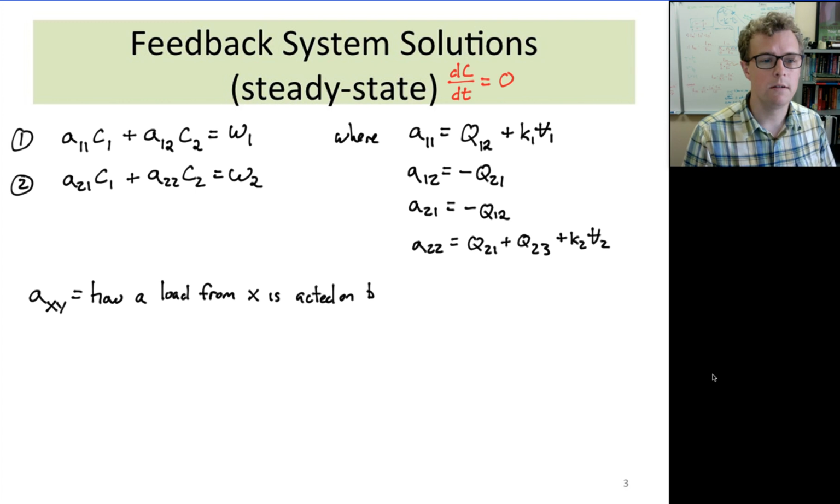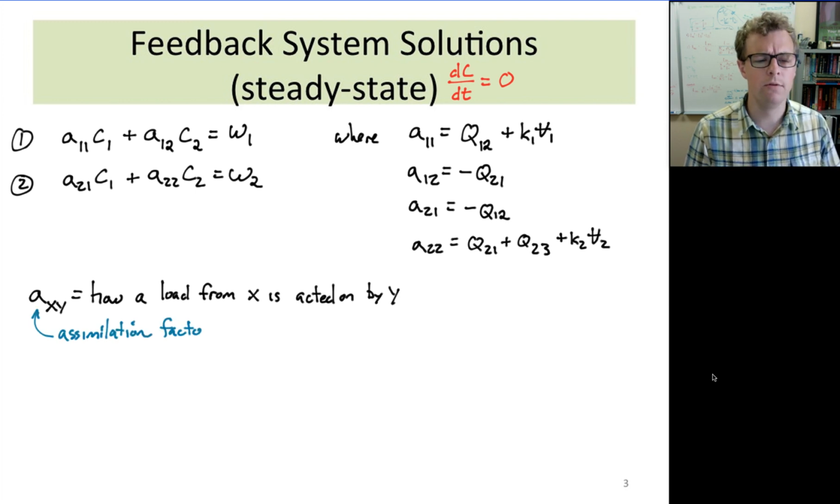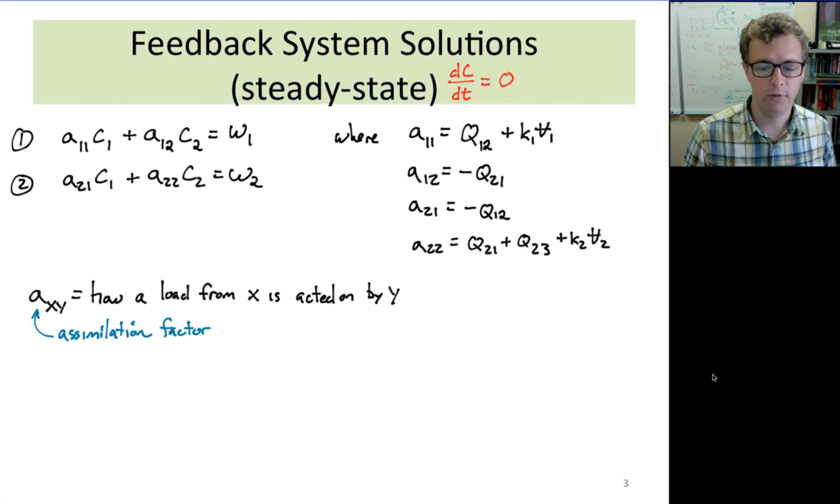let's talk about what these terms are. And so just like in the previous video where we talked about these lambdas that related loads in one lake into concentrations in another, here these are actually formulated as assimilation factors. How is a load from X acted on by Y? So A21 is asking, how is a load from 2 acted on by lake number 1? Well, these are assimilation factors, just like we've seen before in this class.